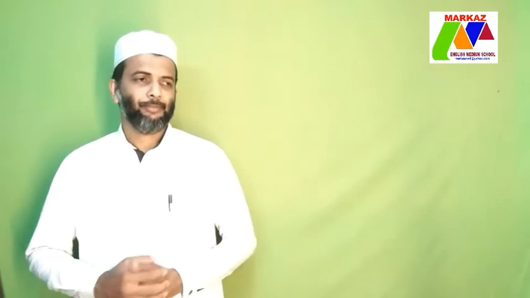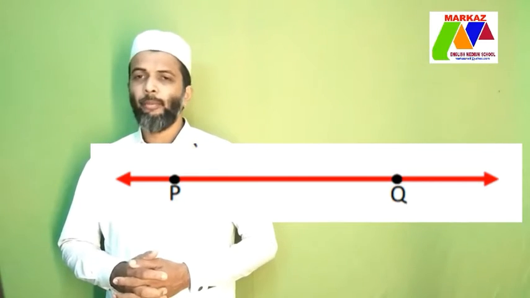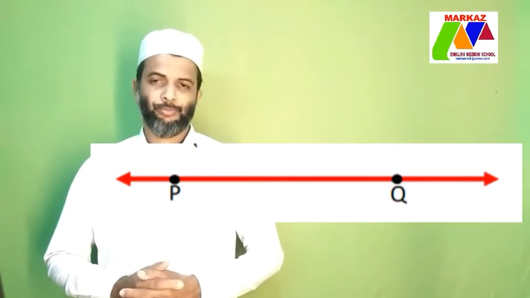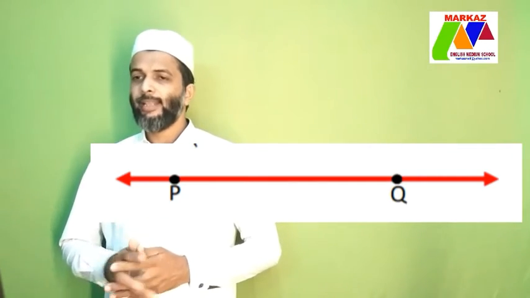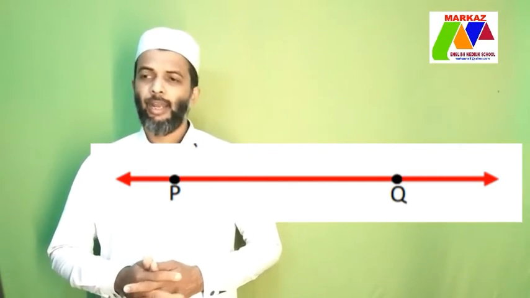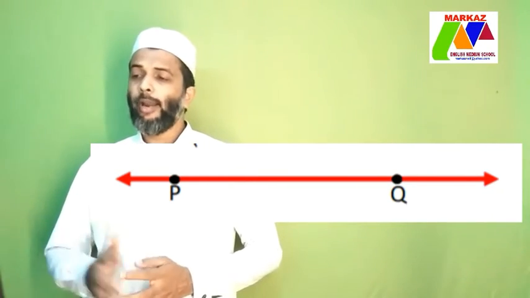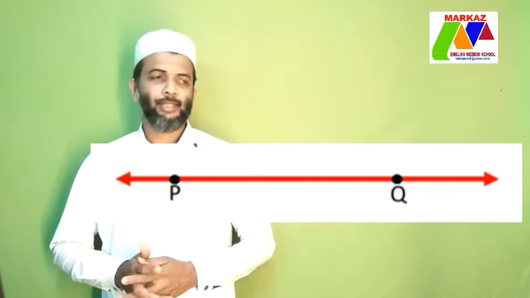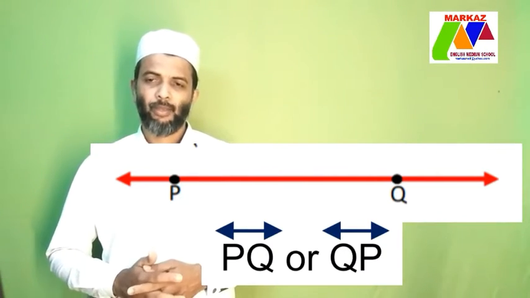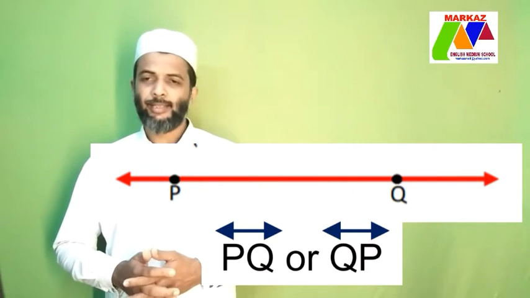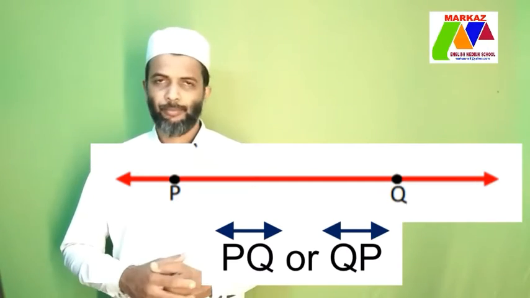Look at this line. Draw one more line in your notebook and mark PQ. We represent it with letters and the symbol of the line above them like this. Symbolic model of writing of this line is like this. Look here. We read it as line PQ or line QP.